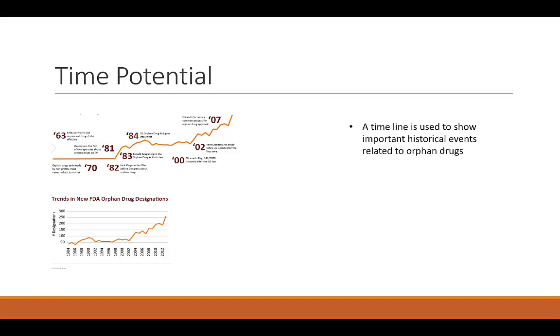Finally, the time potential of orphan drugs has been demonstrated by showing a historical timeline of events that have occurred that were important to orphan drugs and orphan drug policies.